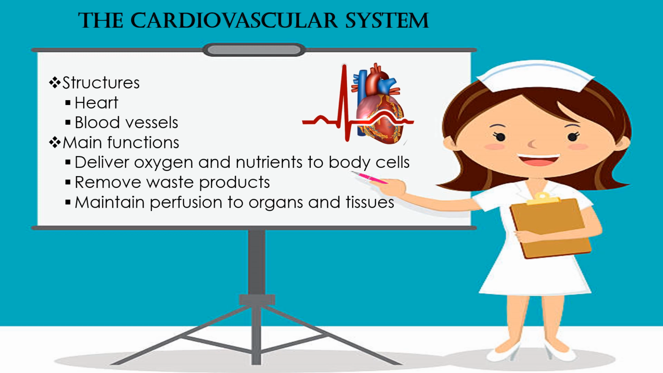So let us have a review of the anatomy of the cardiovascular system. The cardiovascular system is again composed of the heart and blood vessels. Again, its main function is to deliver oxygen and nutrients to the body cells. It also removes the waste products and maintains perfusion to organs and tissues.